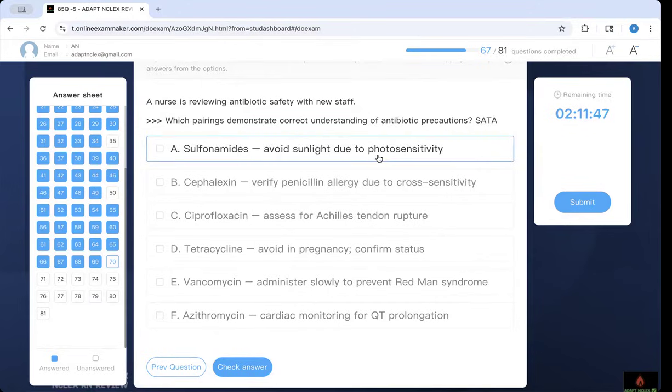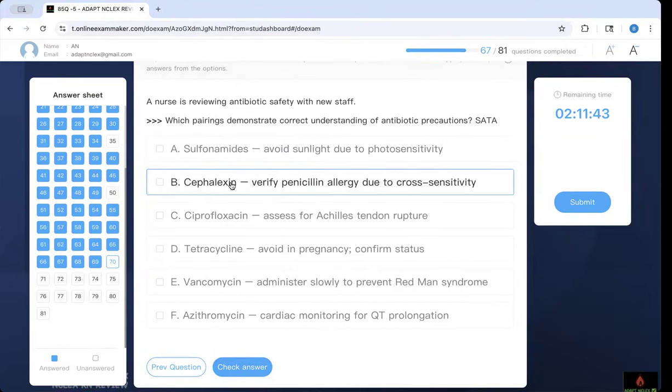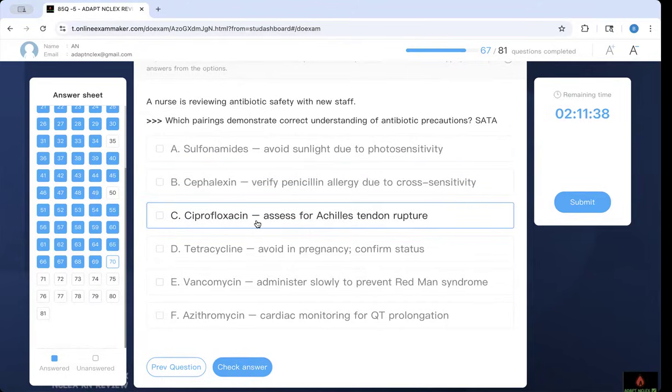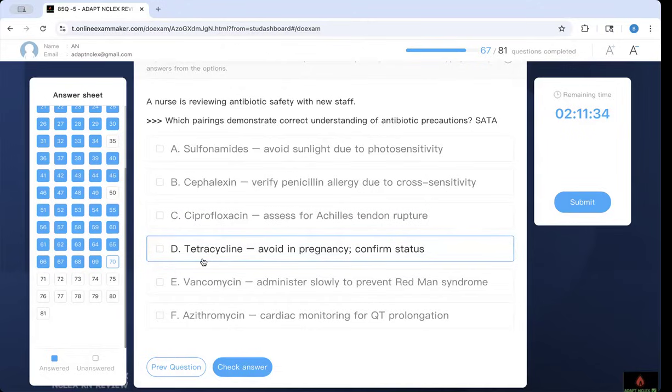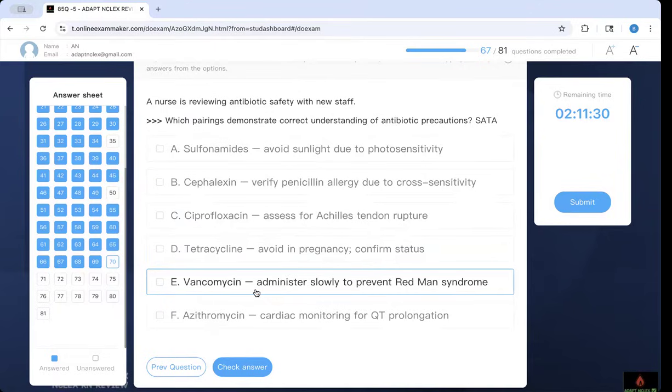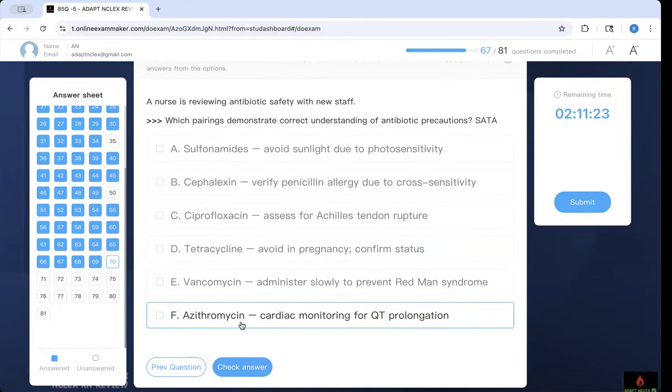Sulfonamide. Do you tell them to avoid sunlight? Cephalexin. Do you check for penicillin allergy? Ciprofloxacin. Do you check for tendon rupture? Tetracycline. Do you avoid it in pregnancy and confirm status? Vancomycin. Do you avoid Redman syndrome and run it over 60 minutes? Azithromycin. Do you avoid cardiac what? Ensure cardiac monitoring to prevent QT prolongation.